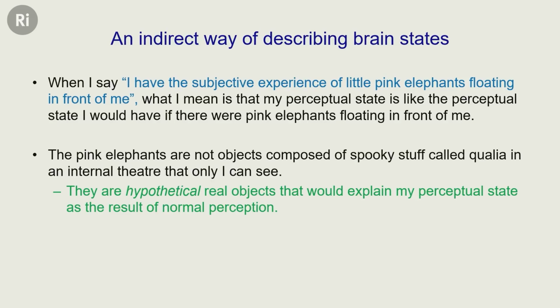And anyway, I don't know, neuron 52 is firing. That's a lousy way for me to tell you what's going on in my brain. The only way I can tell you what's going on in my brain is by talking about either the normal things that would have caused it, these little hypothetical pink elephants, or I could tell you by telling you about the normal things it would cause.